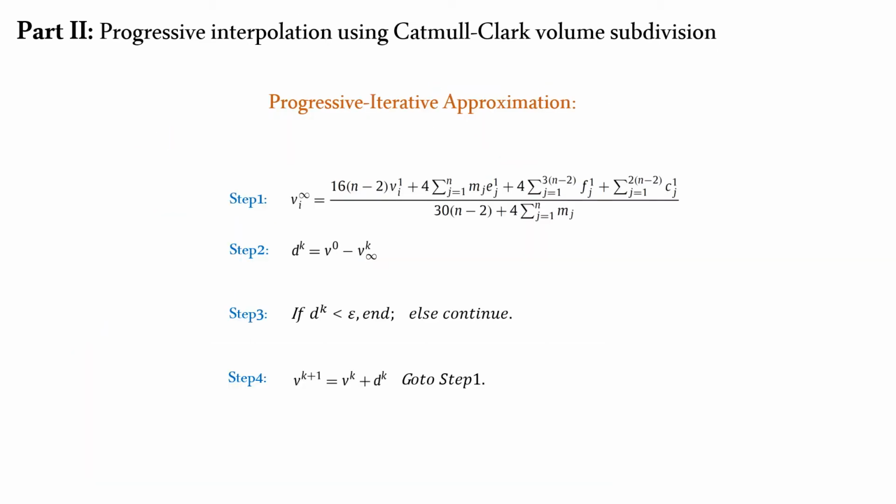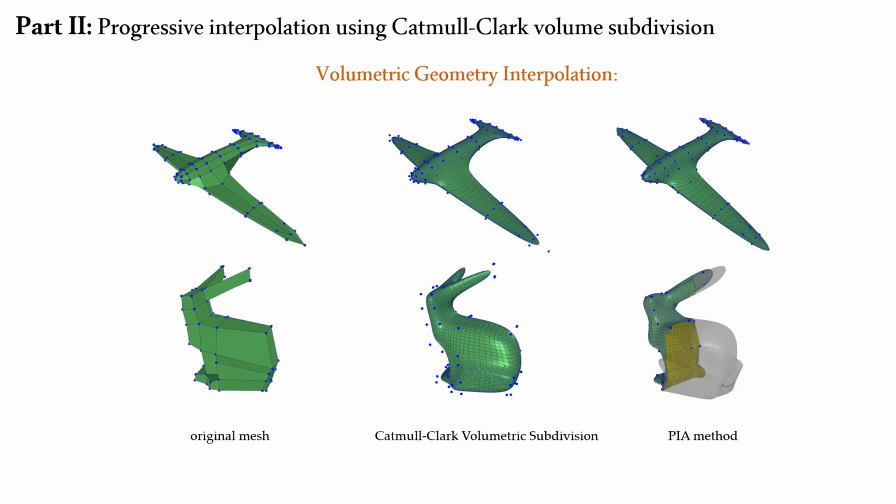The idea of PIA is very simple. During each iteration, we just compute the difference between the initial points and their limit points. The only thing we need to do next is to update the position of the initial points. Here is the comparison between Catmull-Clark volumetric subdivision and our PIA method, which shows the great geometry interpolation property of our scheme.